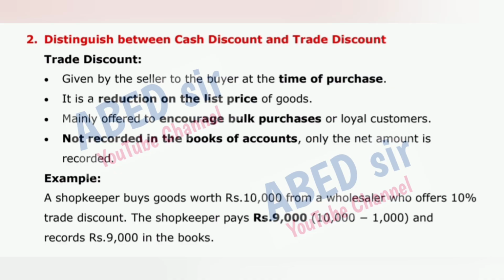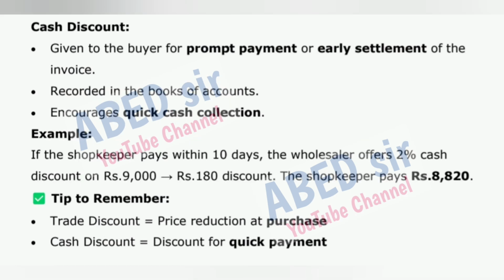Example: a shopkeeper buys goods worth 10,000 rupees from a wholesaler who offers 10% trade discount. The shopkeeper pays 9,000 rupees, 10,000 minus 1,000, and records 9,000 rupees in the books. Cash discount. Given to the buyer for prompt payment or early settlement of the invoice. Recorded in the books of accounts.